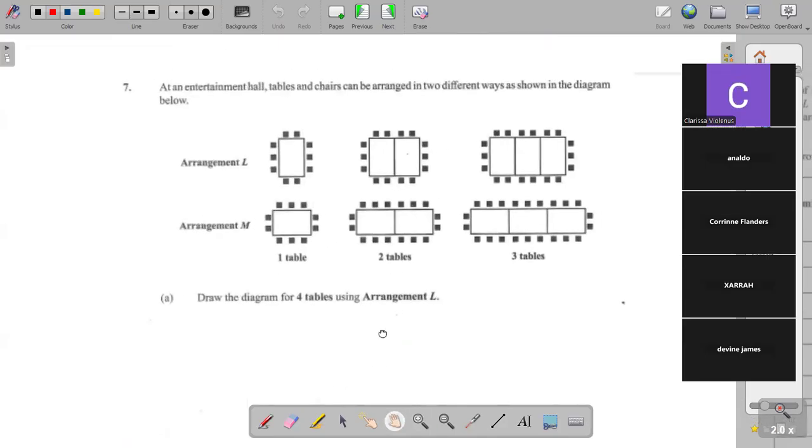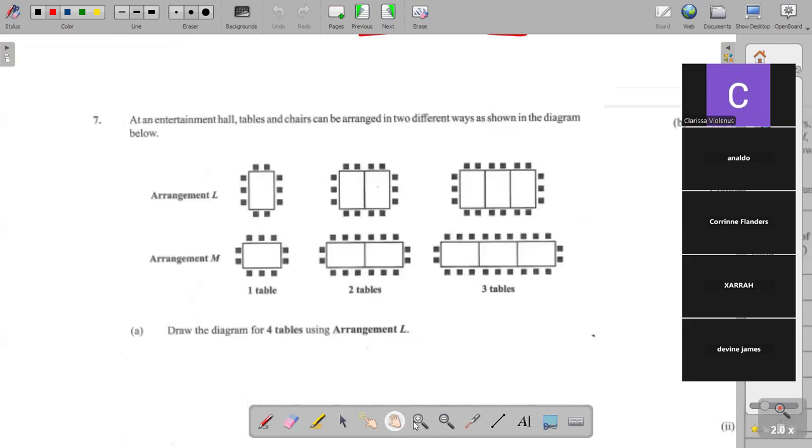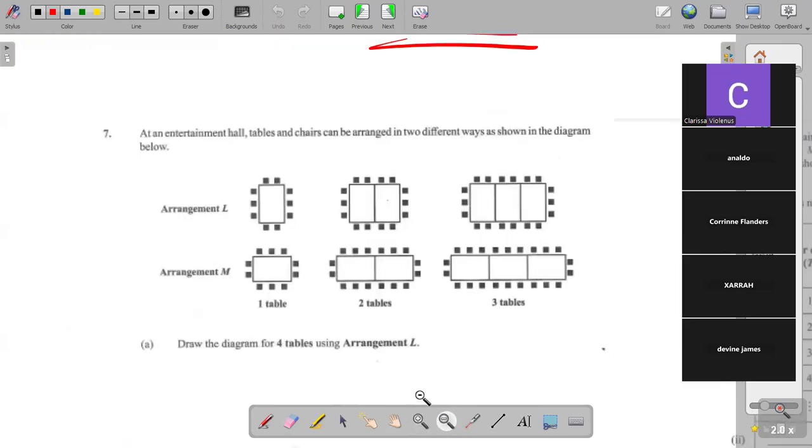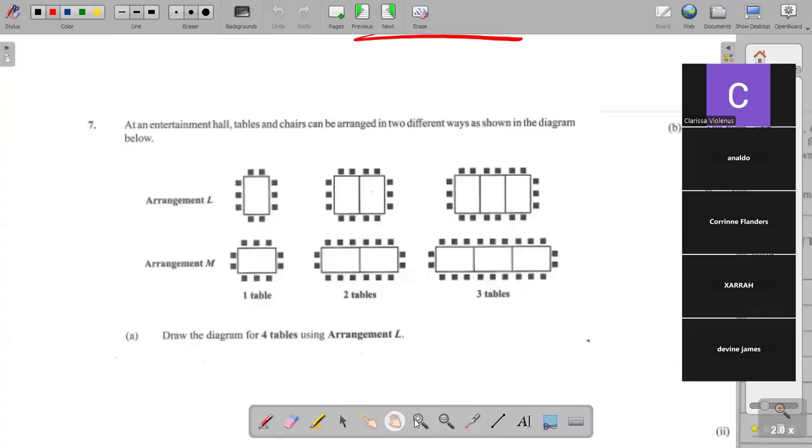Zoom in more. Okay. Is this better? Lord, I zoomed in too much now. Okay, this is okay? All right, so read it, and then I'm coming back to see where you're at.